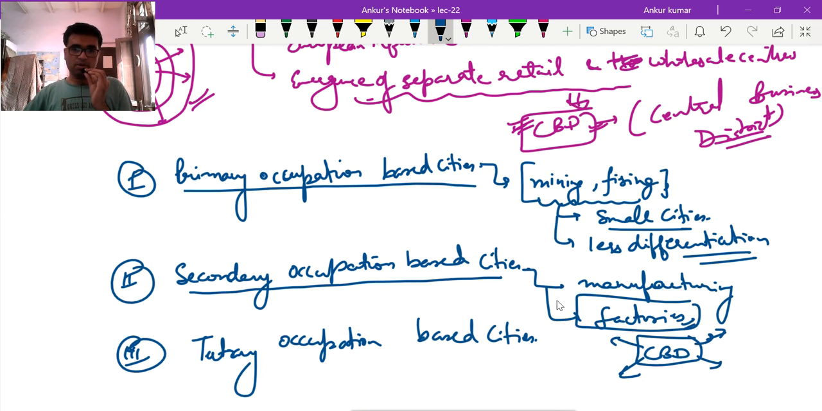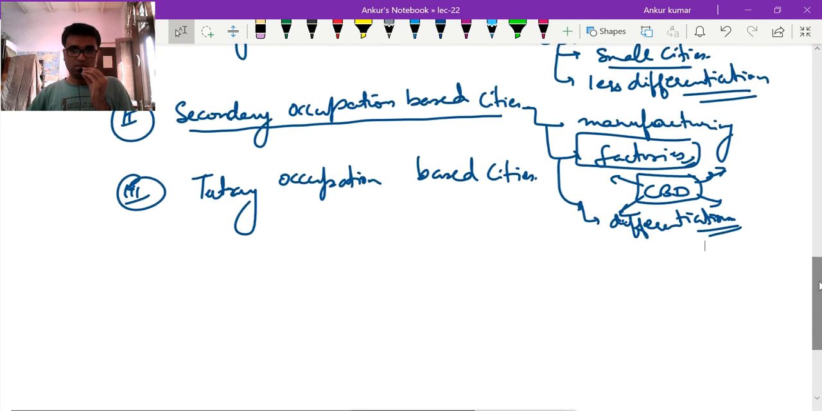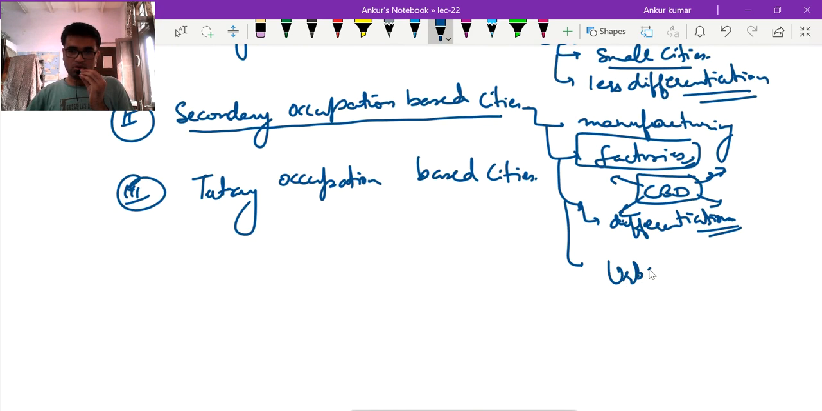So what happened in the secondary based cities, there was a clear cut differentiation. We will say that there was differentiation of the household of the working class and the factory zone, right? Not only differentiation, but these cities experienced sprawl, urban sprawl. The city part that extended into the rural parts. For example, this was the main city and this was the rural area.